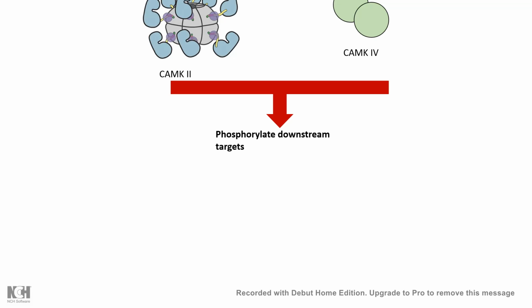Now, what are these downstream targets that these kinases phosphorylate? These targets could be very different, ranging from regulatory elements of metabolic pathways. Let's say CAMK2 or any CAM kinase can phosphorylate a regulatory kinase in a biosynthetic pathway, and thereby regulate the biosynthetic pathway and give a physiological outcome.